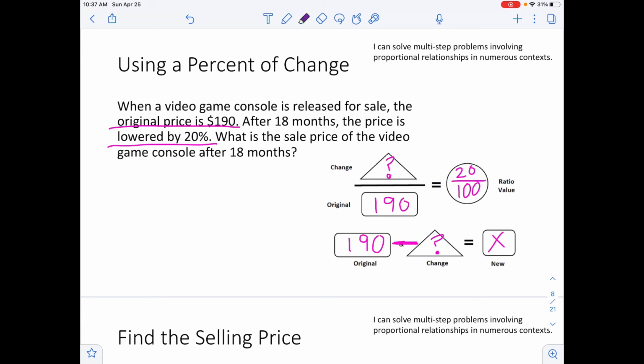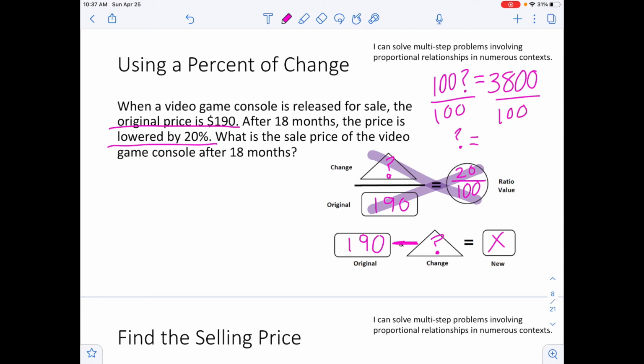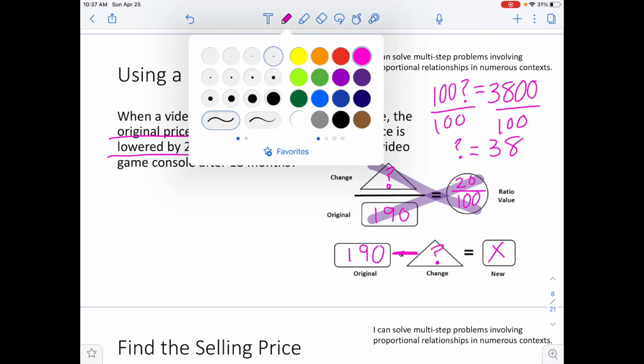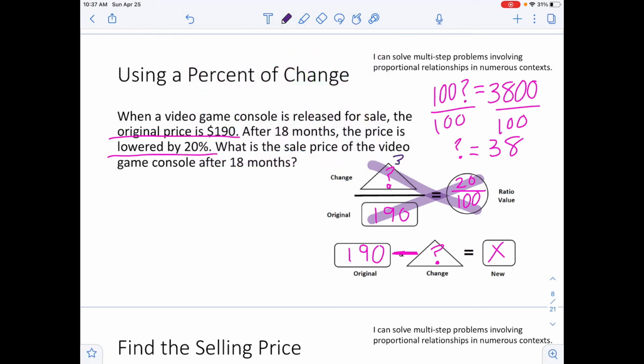So in order to solve for x, I need to first cross multiply to solve for my question mark. 100 times question mark is 100 question mark. Set that equal to 190 times 20, which is 3,800. Divide both sides by 100. And we get that the question mark equals 38. So that 38 represents that the price was lowered by $38.